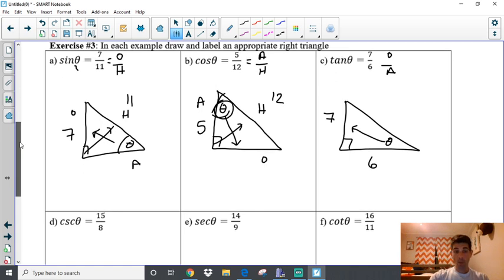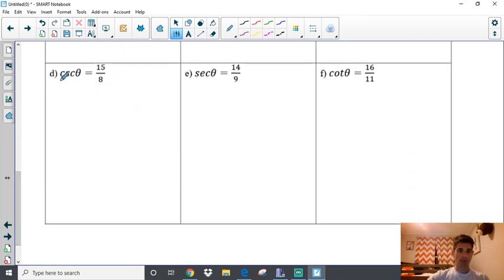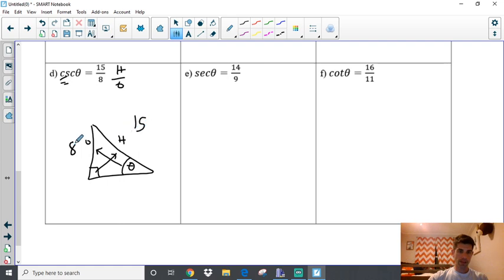If you want to give a pause, try your reciprocals down here, your cofunctions. The cosecant comes from sine. Sine is O over H, so they're giving me H over O. Here's my right triangle. There's my theta. So this is my hypotenuse side. This is my opposite side, so it's 15 and 8.